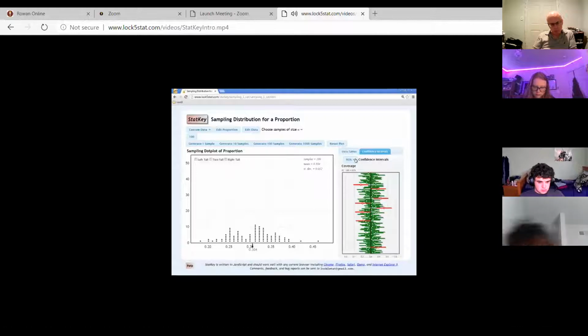And we could change this if we want to see 90% intervals, okay, which are not quite as successful as we go along there. All right, let's go back to the main StatKey menu now.